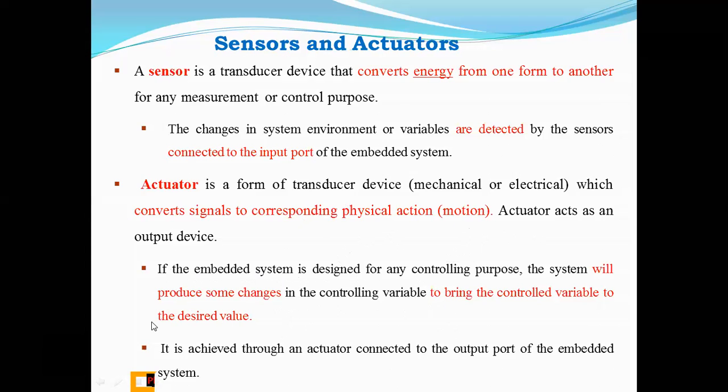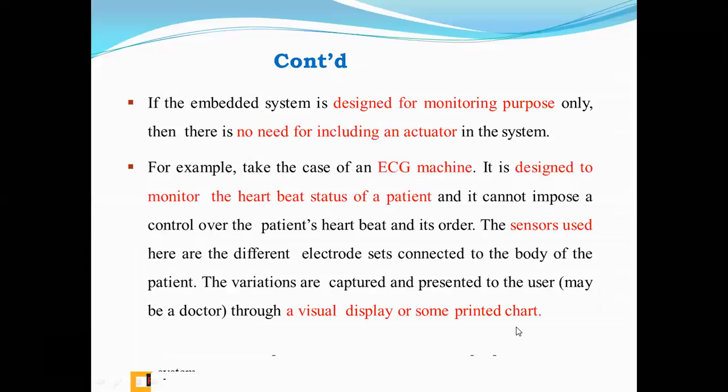If the embedded system is designed for any controlling purpose, the system will produce some changes in the controlling variable to bring the control variable to the desired one. So here the best example I have given is the air conditioning system, which has both a sensor and an actuator. So sensor and actuator play a very important role in the embedded system. Like that, there are many actuators and sensors. We will see what those are in the next slide, right? So we'll go to the next slide.